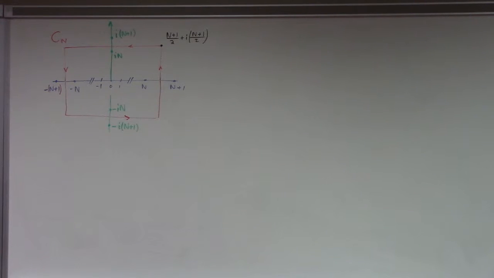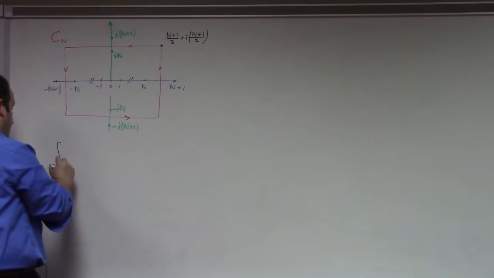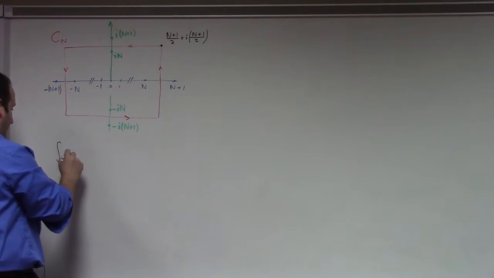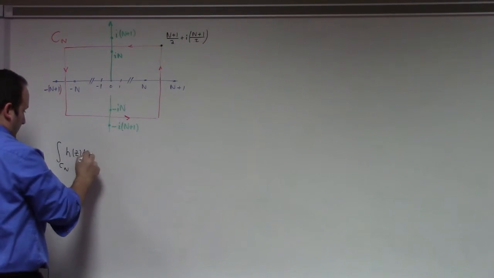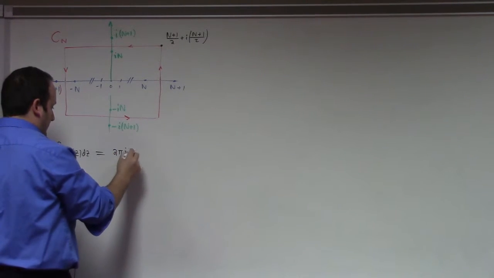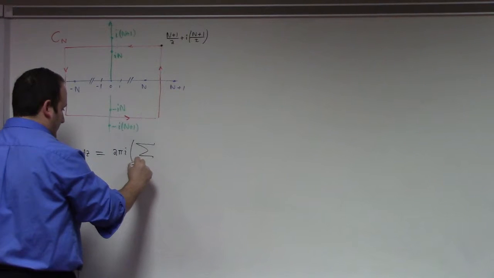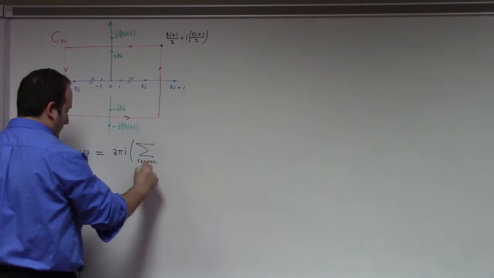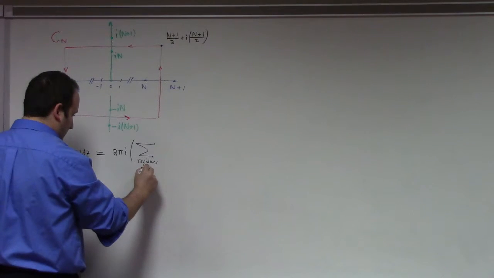So if we apply Cauchy's residue theorem, right? What does Cauchy's residue theorem say? It says that the integral around C_n of h of z dz is equal to 2 pi i times the sum of the residues of f, let's say.